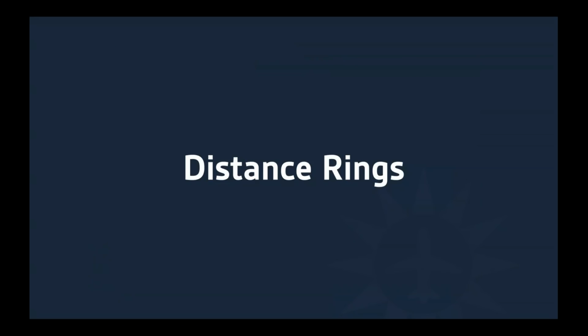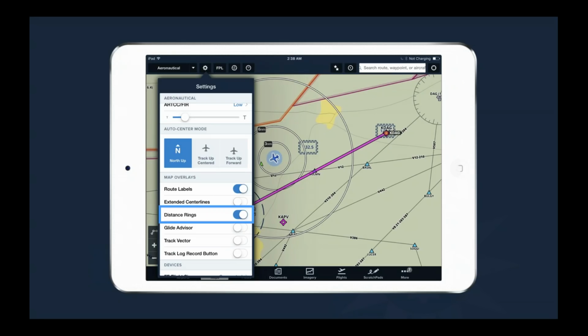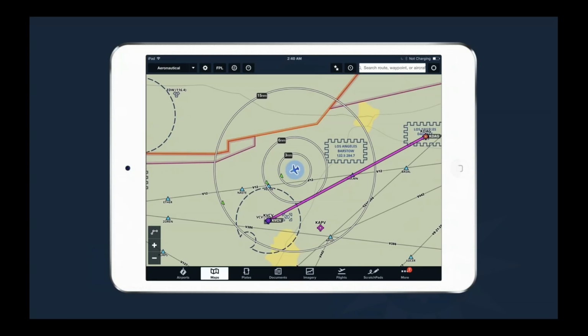Another one that I use a lot is distance rings. Distance rings is one option under extended center lines in that settings menu there. And I can turn distance rings on. And when I do that, I get these rings that come out around my aircraft position.